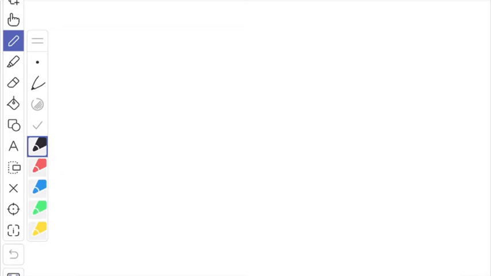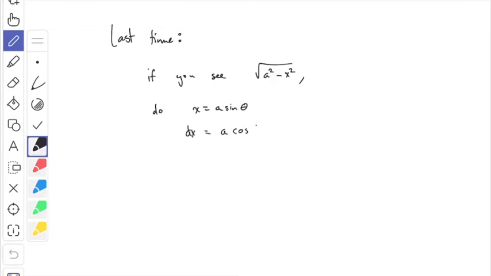If you recall from last time, the substitution we talked about was this one. If you see the square root of some constant minus x squared, you just have to remember this strategy. If you see the square root of a squared minus x squared, then you do the substitution x equals a sine theta. And of course that makes dx equal a cosine theta d theta. And then you rewrite the inside of the square root as a squared minus a squared sine squared theta.